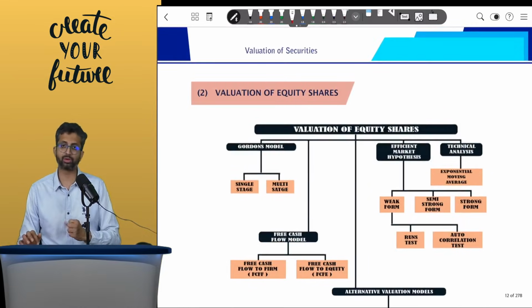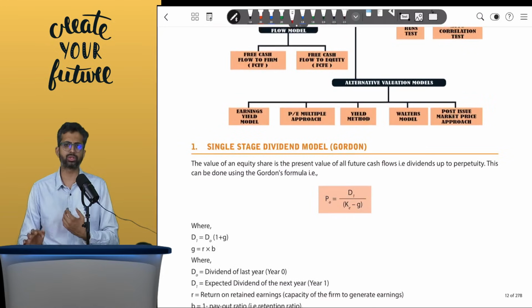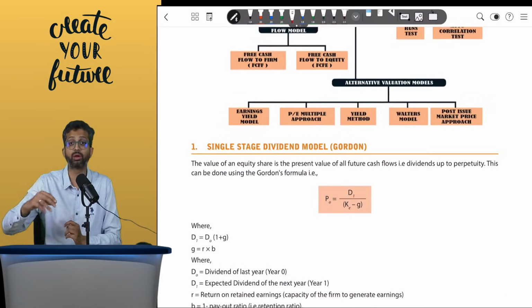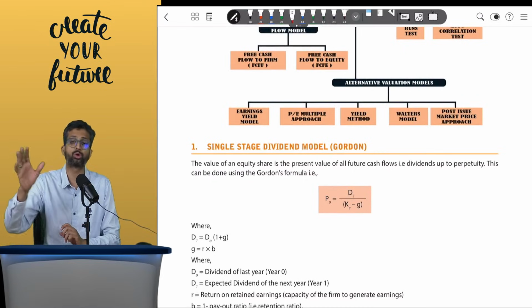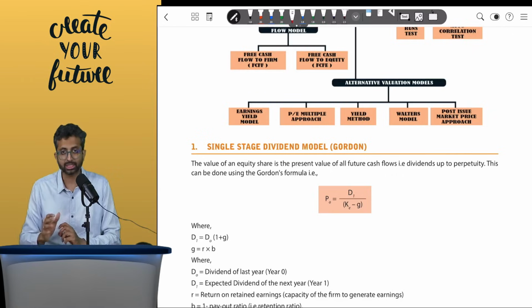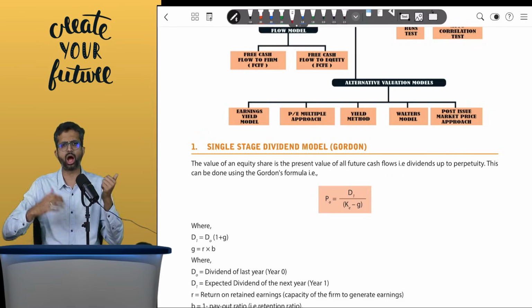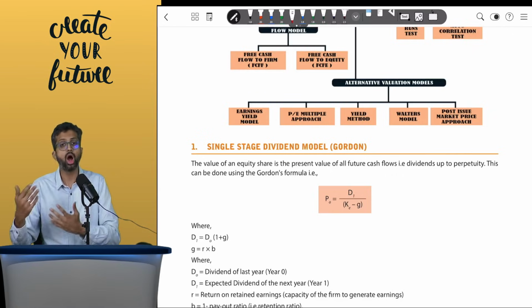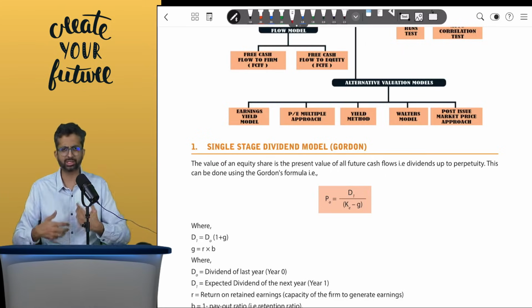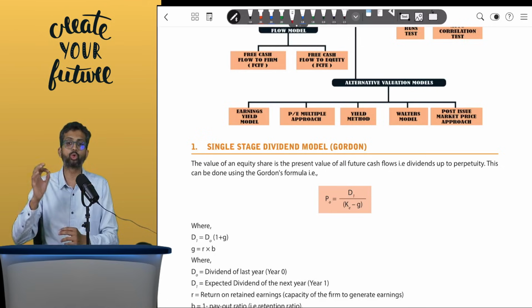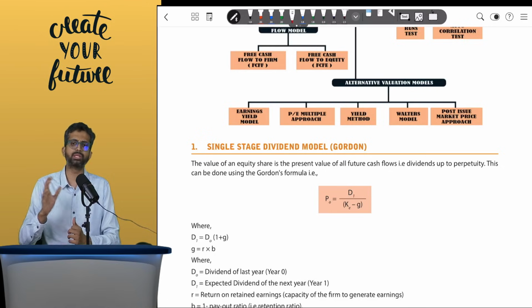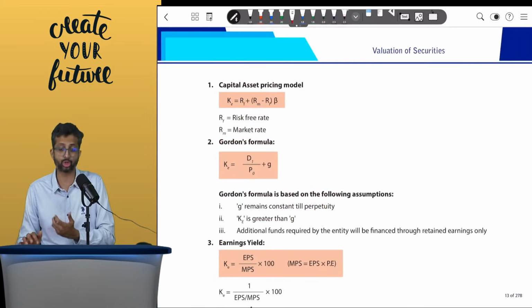Next, you go to the valuation of equity shares. The typical valuation of equity shares happens using the Gordon's formula, which is nothing but a perpetual geometric progression, which you calculate as P0 is equal to D1 by KE minus G, where KE can be calculated either using CAPM, RF plus RM minus RF into beta, or it can be calculated using other methods like dividend yield, earnings yield, etc. But typically we will calculate this using the CAPM. G is equal to R into B, where R is the rate of return on equity and B is the retention ratio. So this is a single stage growth model.